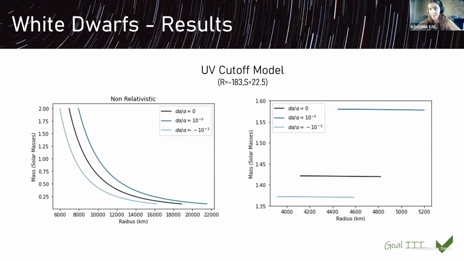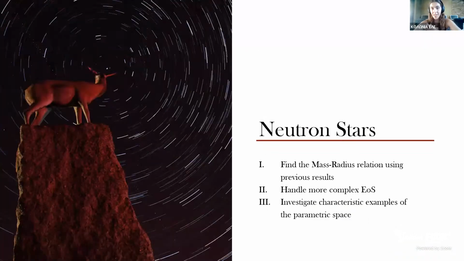So we've done everything we could on white dwarfs. We've investigated everything. So now we can move on to neutron stars. We follow here the same procedure. We find the mass radius relation, and then we try to fit in more complex equations of state because a polytrope is not that good a fit for neutron stars. And then we produce the same results and see what this means for different equations of state and different models.